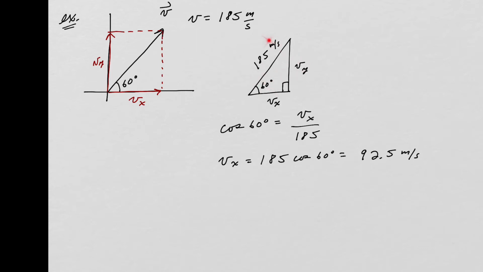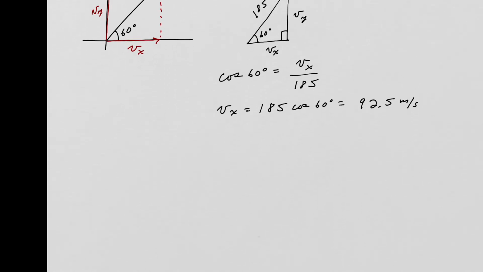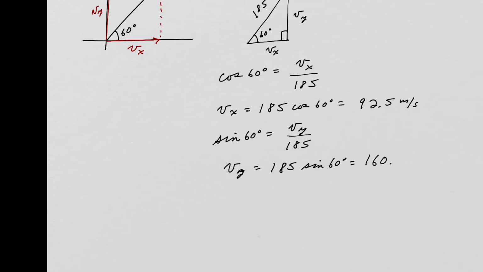So if I know opposite and hypotenuse, which trig function relates those together? That would be sine, right? So sine of theta is opposite over hypotenuse. So in this case, sine of 60 degrees would be Vy over 185. So now again, if I multiply both sides by 185, I can find that Vy is equal to 185 times sine of 60. And that turns out to be around 160.2 meters per second.